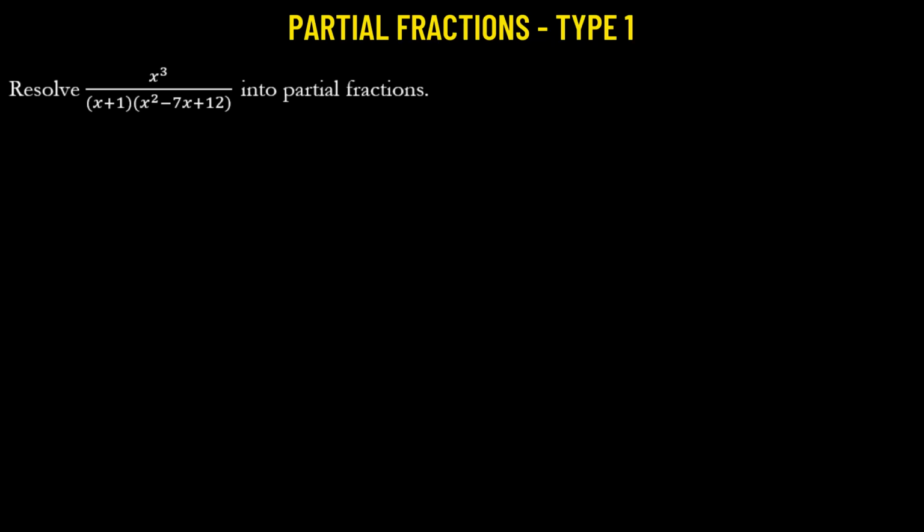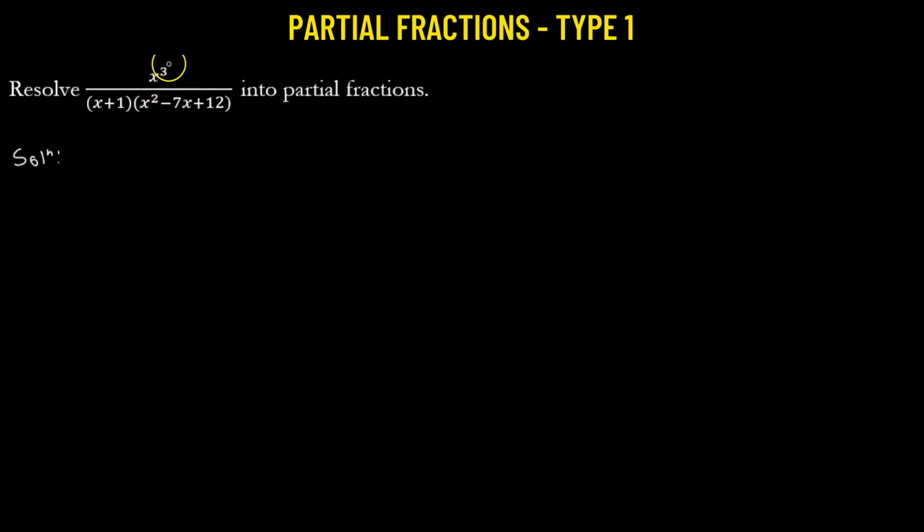So in this problem, we need to resolve the given rational fraction into partial fractions. Let's begin. Before proceeding, we need to check whether the given rational fraction is a proper fraction or not. In this case, this is not a proper fraction because the degree of the numerator is exactly equal to the degree of the denominator.